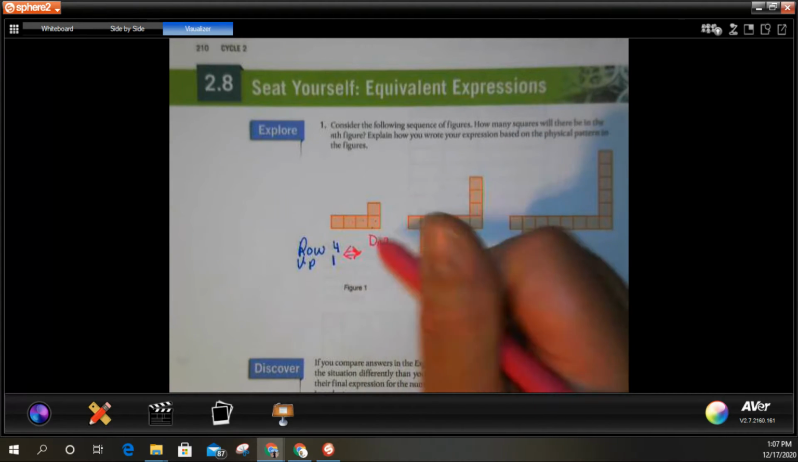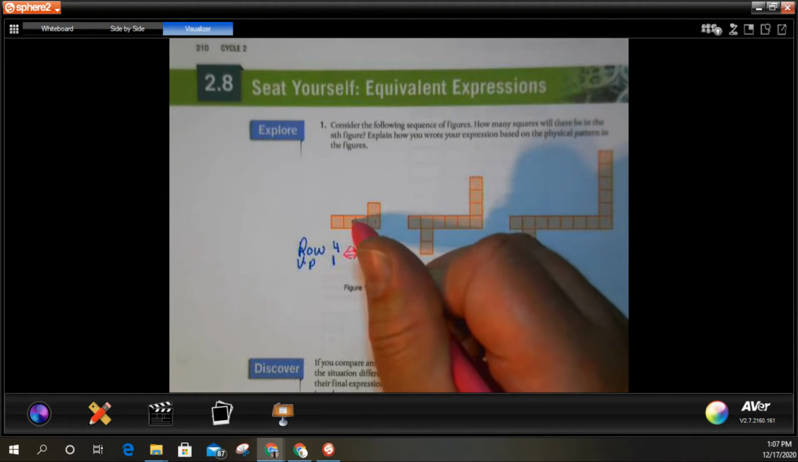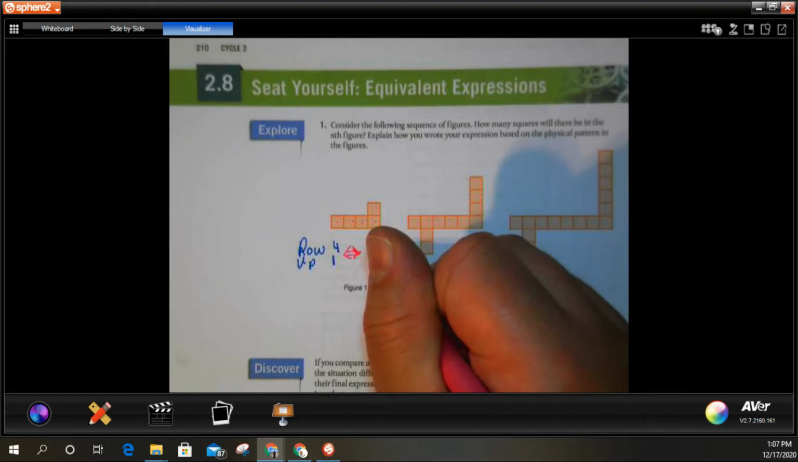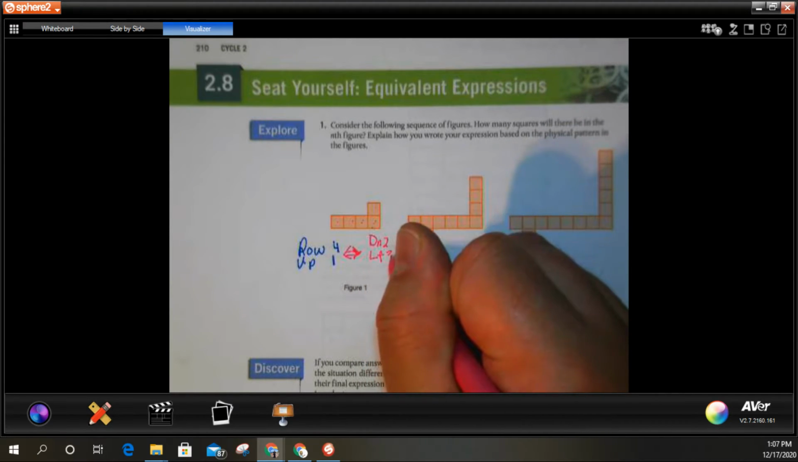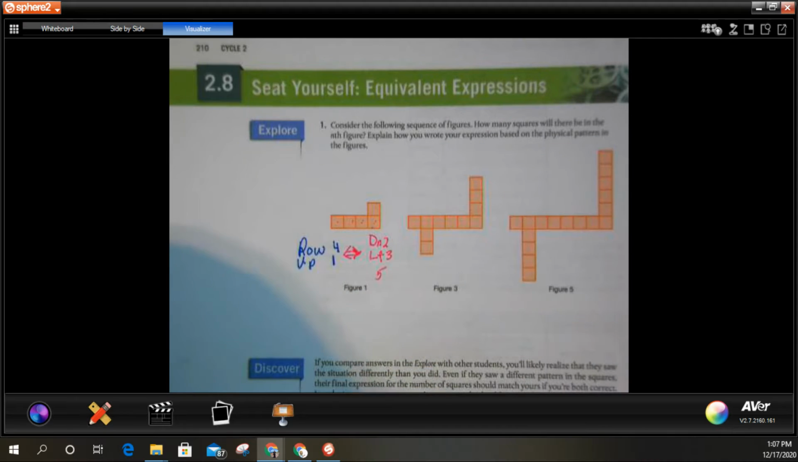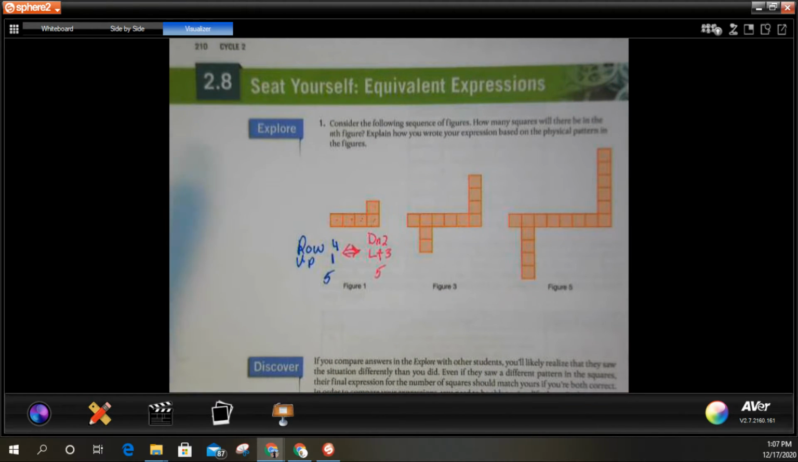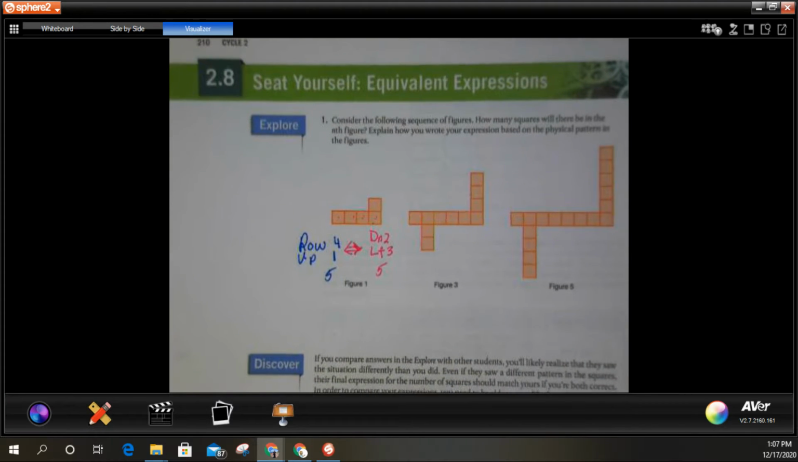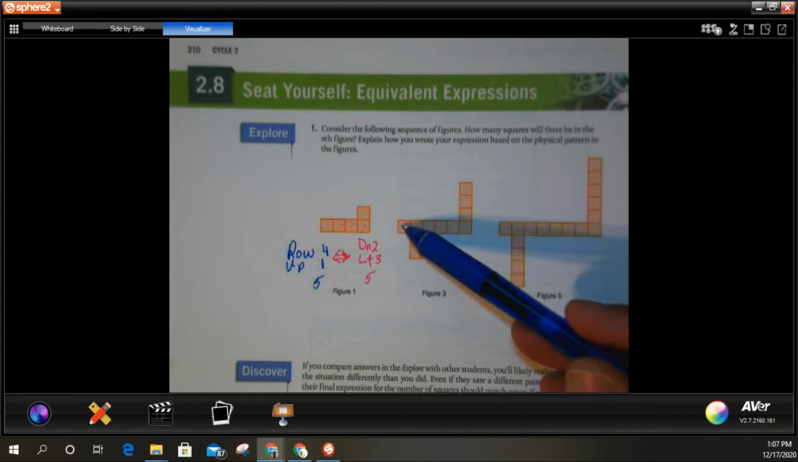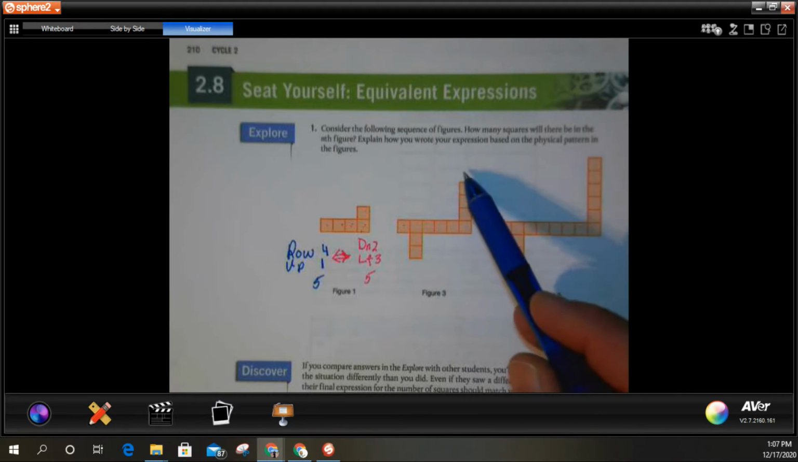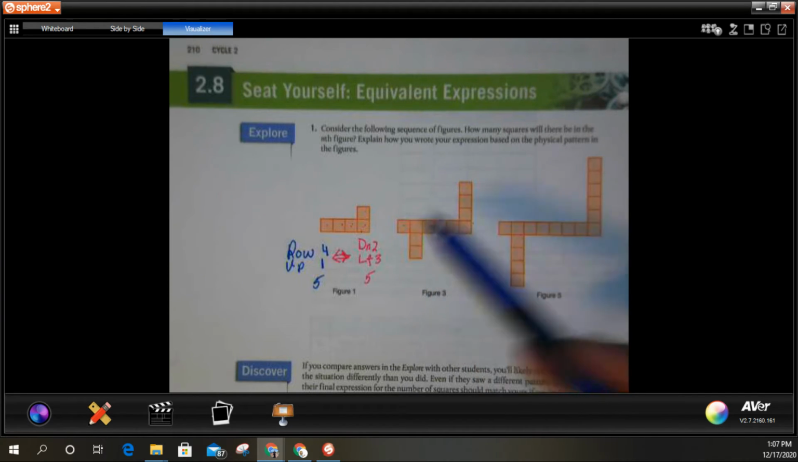So one, two, three, four, five. So down two, left three gives me a total of five. This gave me a total of five. I get the same answer no matter which way I do it. Same with these. I can count this one first, this one second, then this, or I could just start from top to bottom. Just different ways of doing the same problem.